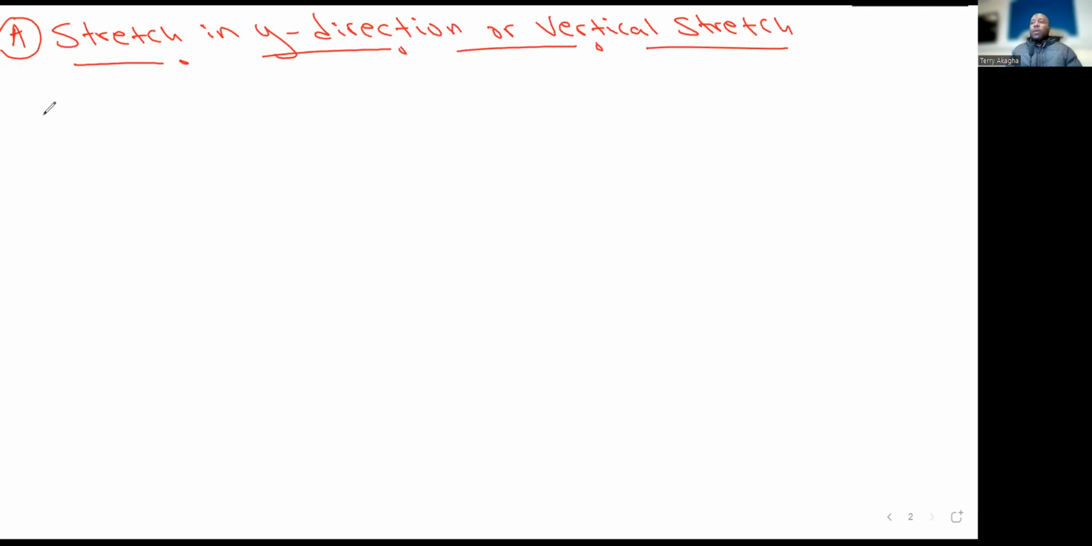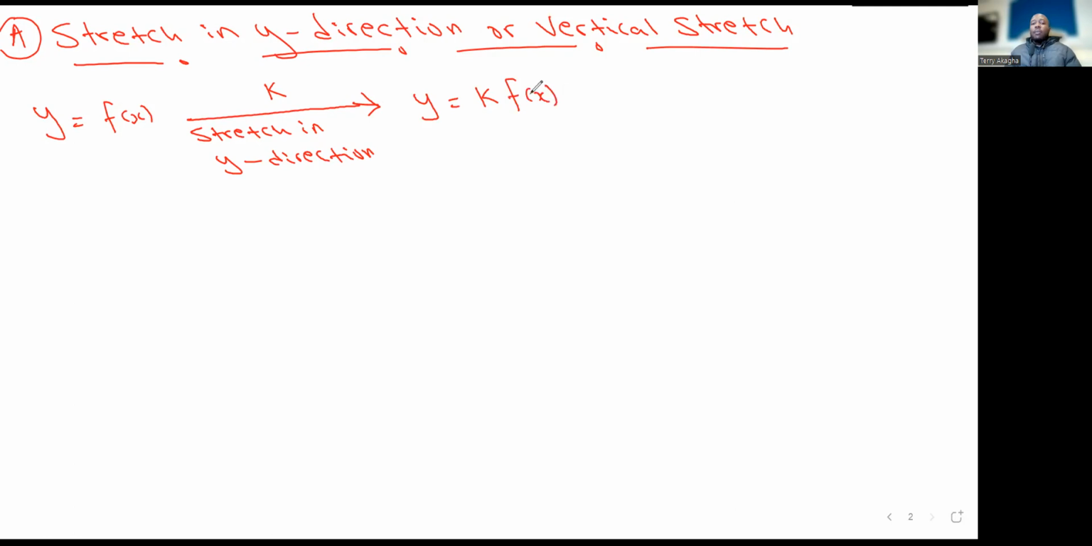So let's go. If you have y is equal to f of x, a particular function, and you stretch it in the y direction by a factor of k, the new function is going to be y is equal to k f of x. Are you seeing it? When you stretch in the y direction, you multiply the original function by the factor.